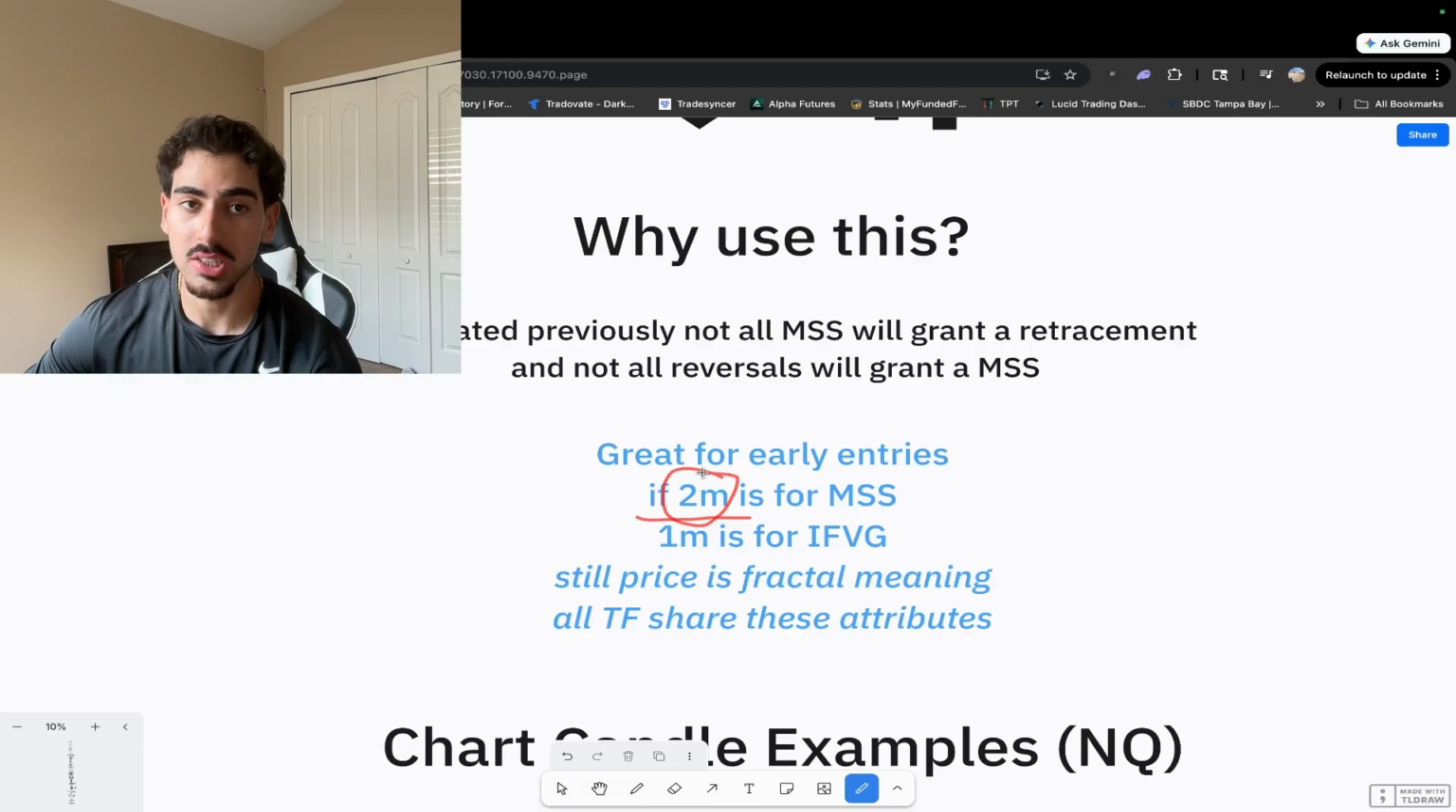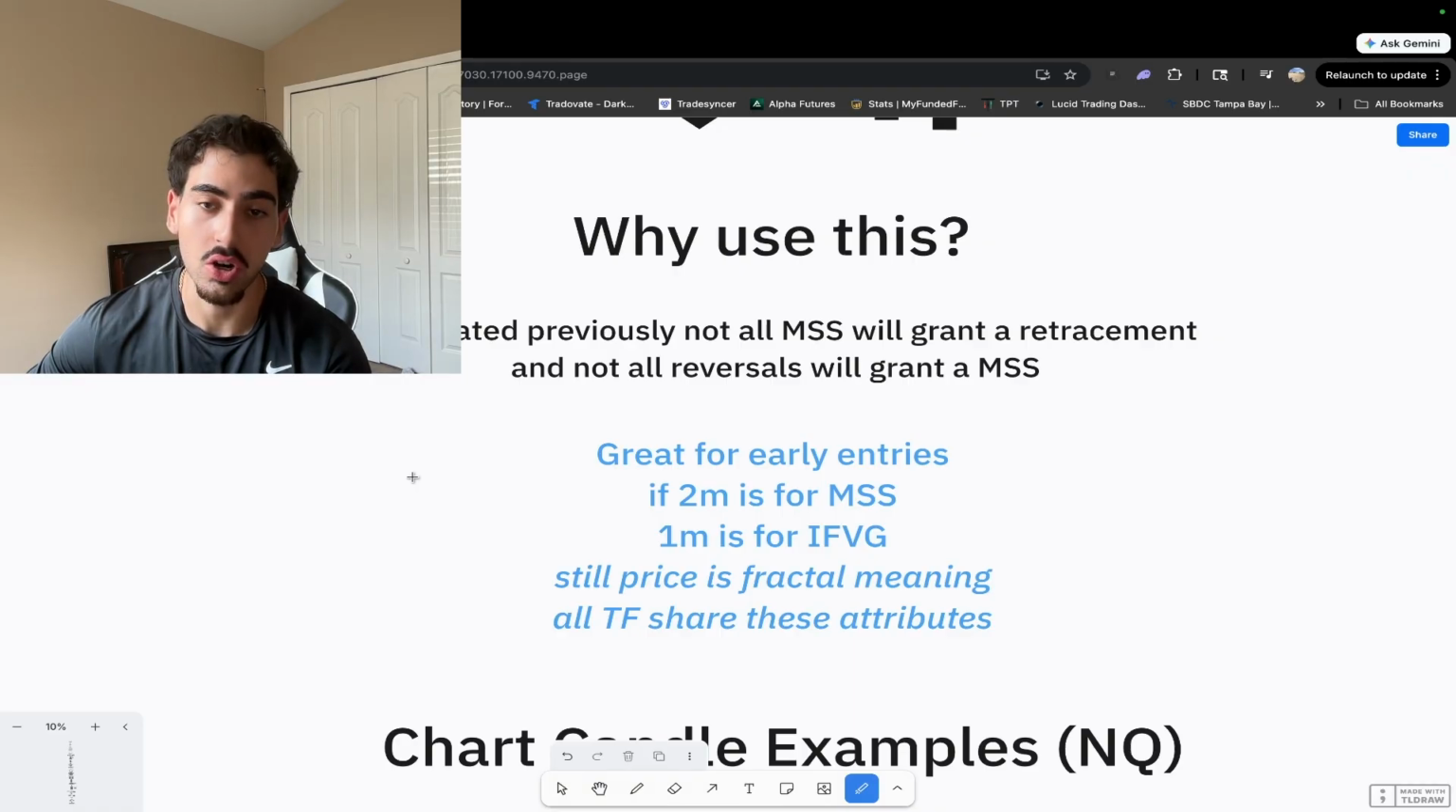I found through my experience that the 2-minute is amazing for peeping out market structure shifts. If you use the 1-minute for market structure shift, you might get confused a little because there's many different candles and each 2-minute is split into 2 different candles. Whereas the 2-minute just shows you the most basic market structure shift. The 1-minute, however, shows more fair value gaps than the 2-minute would, since there are more candles.